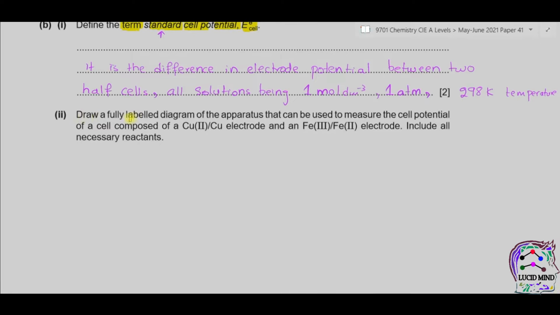Part 2. Draw a fully labeled diagram of the apparatus that can be used to measure the cell potential of a cell composed of a Cu2+/Cu electrode and an Fe3+/Fe2+ electrode. Include all the necessary reactants. Now we can see that in the first one they have given copper 2 ion and copper solid. There is reduction going on, copper 2+ is converting into copper solid, and in the second one iron 3+ ion is converting into iron 2+. So we can draw both cells.